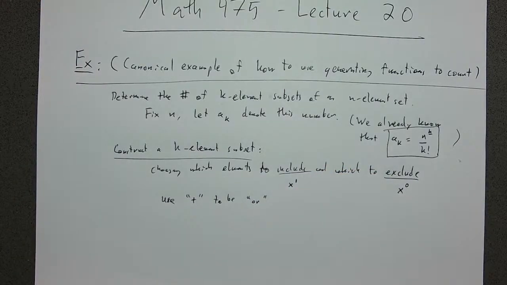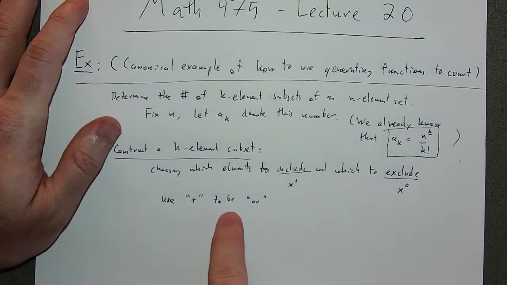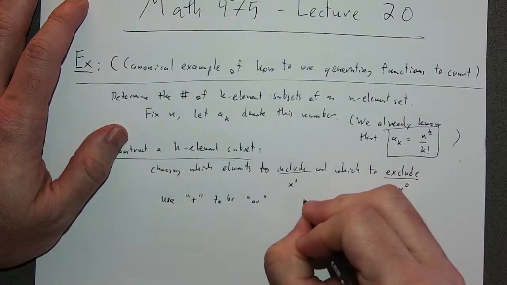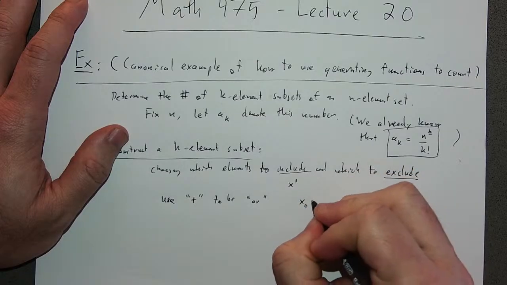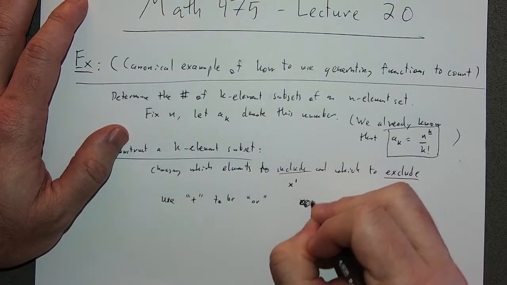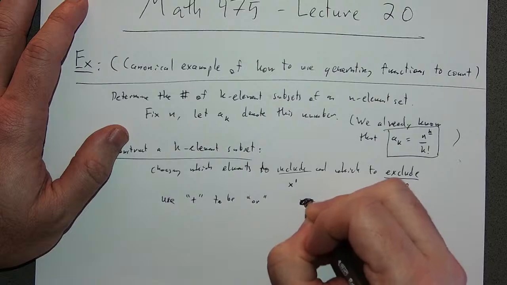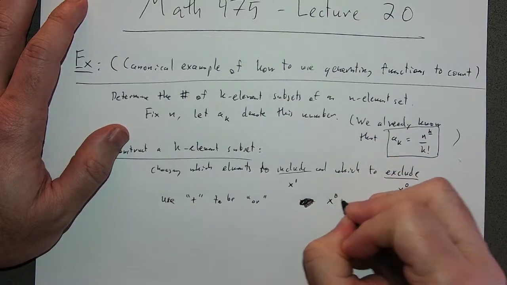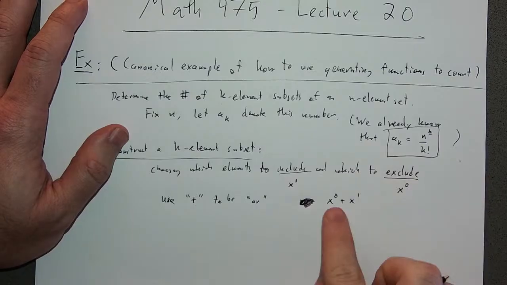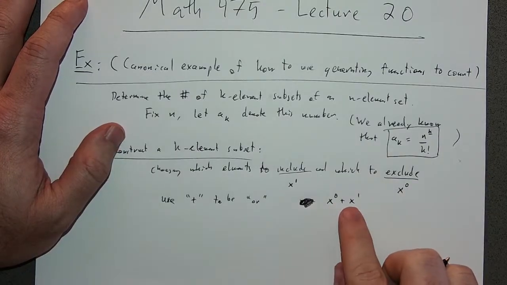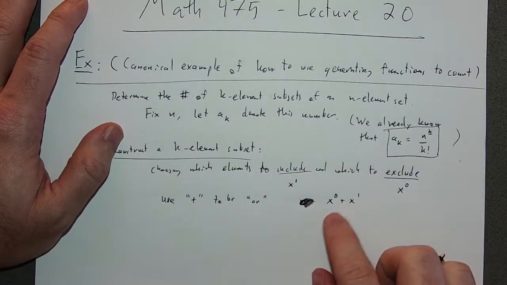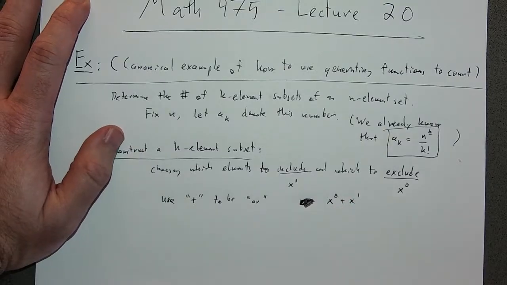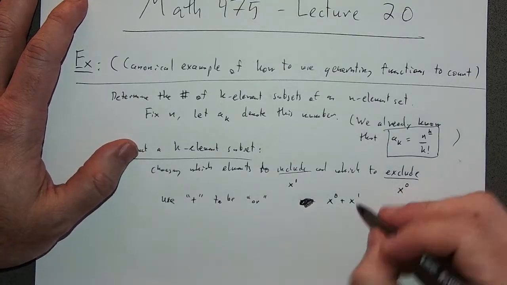So then in this way, to include or to exclude would be written as x to the 0 plus x to the first. This is the choice of whether to include or exclude, right? A single element, right?